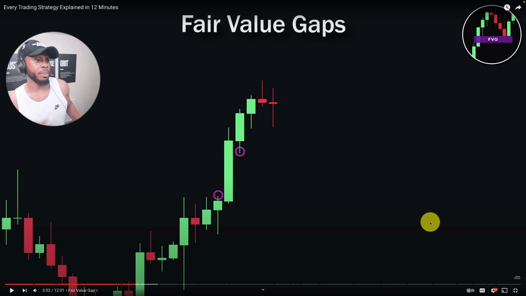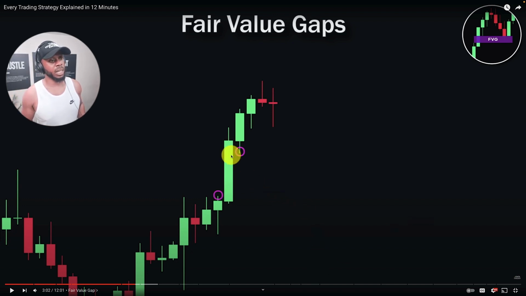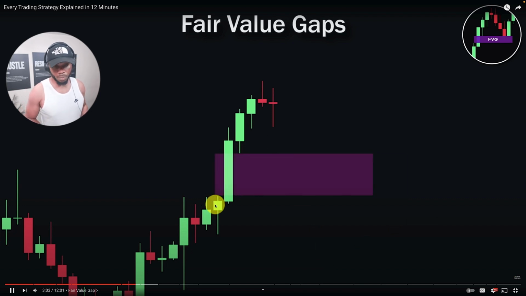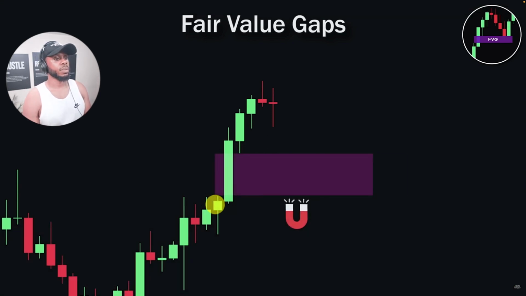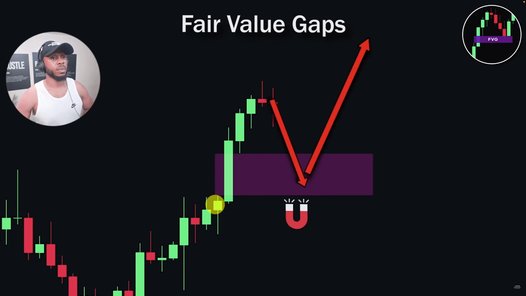Yeah, this is good so far, but one thing I'll say, it doesn't have to be a large body, it can be a smaller body. It just needs to have that wick and that wick not touching. This level now acts as a potential magnet, where price may revisit before continuing its movement.